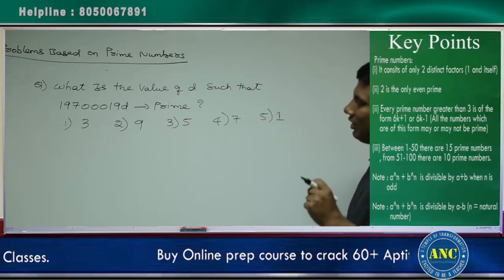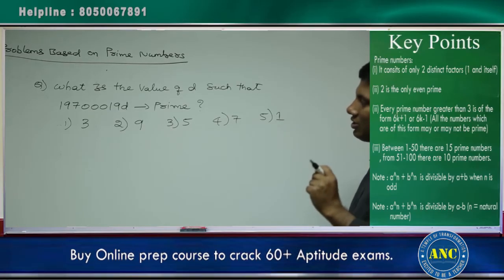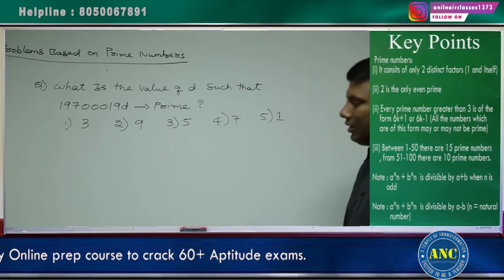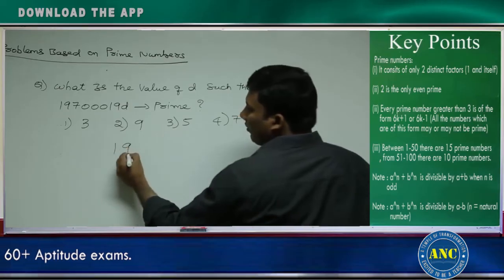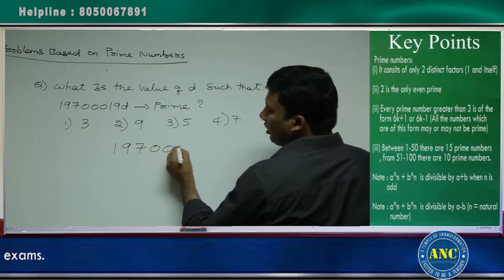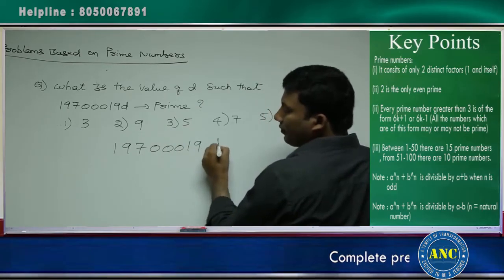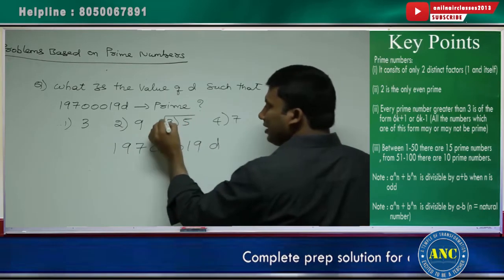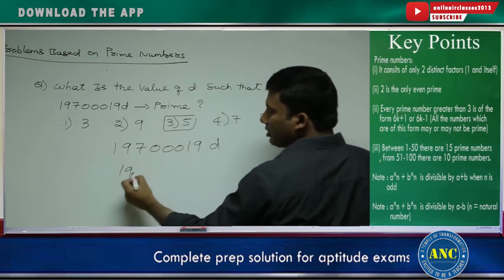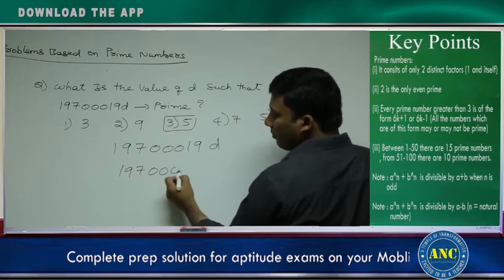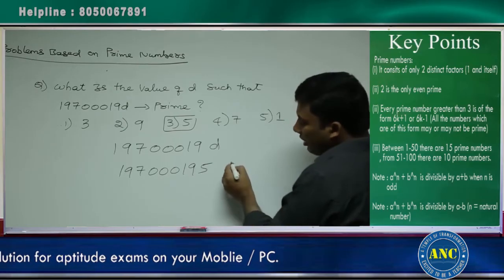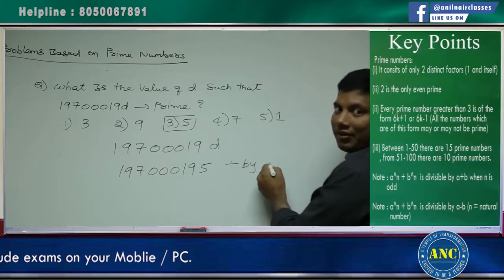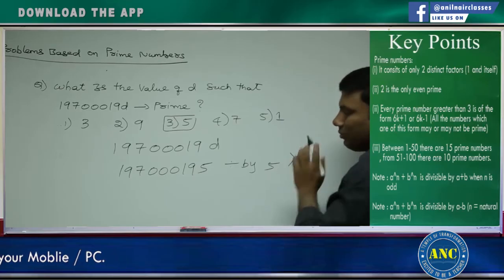What is the value of d such that 197,000,19d is a prime number? Now, see here. What is the number given? 197,000,190. Suppose if I place a d value 5, this number will become 197,000,195. If the unit digit is 5, that means the number is divisible by 5. Yes. So this cannot be.